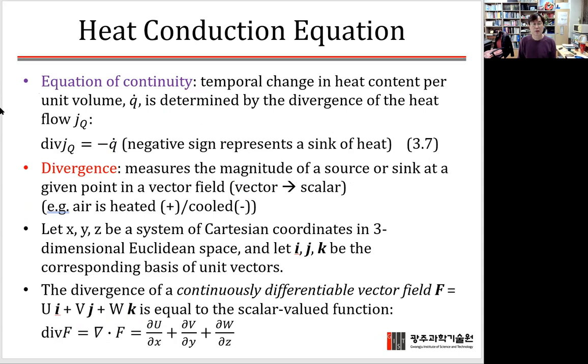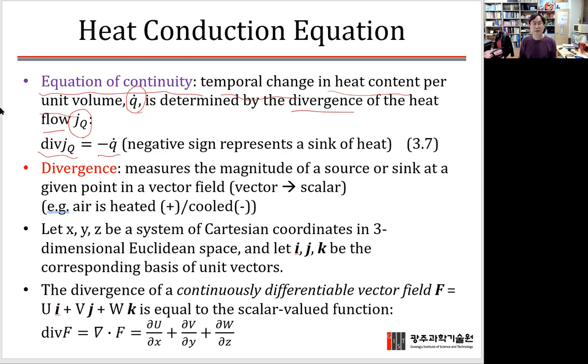Let me also tell you about the equation of continuity. The temporal change in the heat content per unit volume, which is shown as Q dot here, is determined by the divergence of the heat flow, which is shown as J sub Q. So the divergence of J sub Q can be shown as minus Q dot.